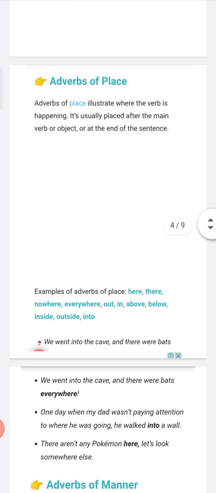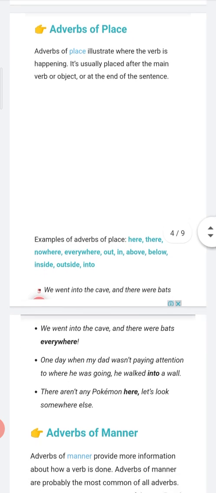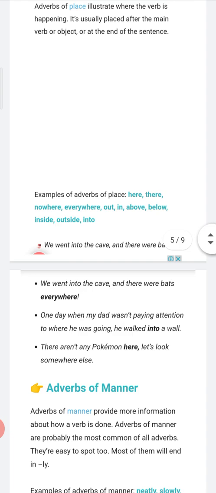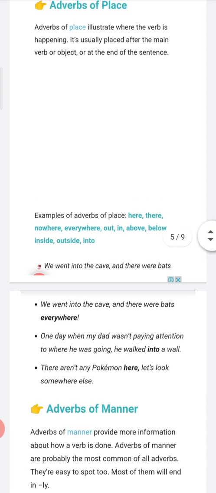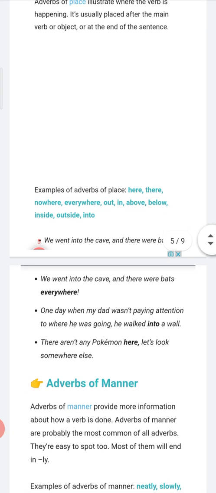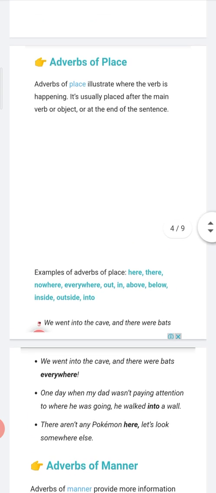Adverb of place. An adverb of place illustrates where the verb is happening. It is usually placed after the main verb or object or at the end of the sentence. Examples of adverb of place: here, there, nowhere, everywhere, out, in, above, below, inside, outside, into.